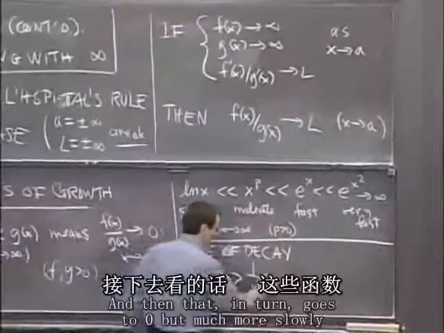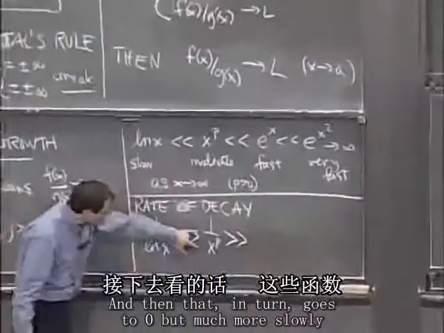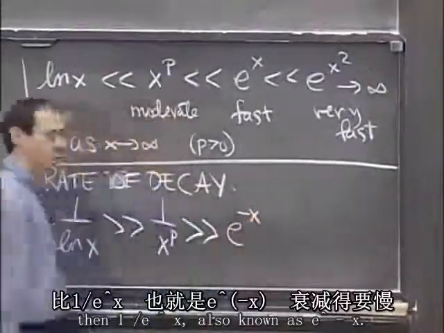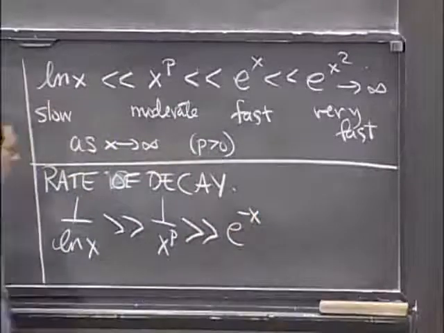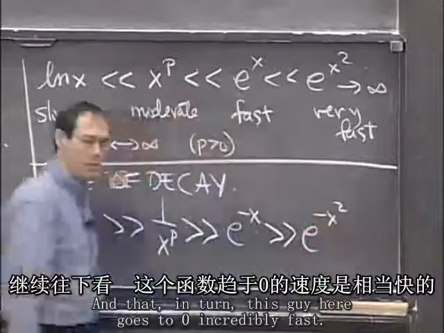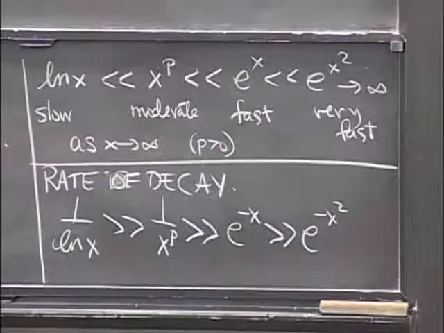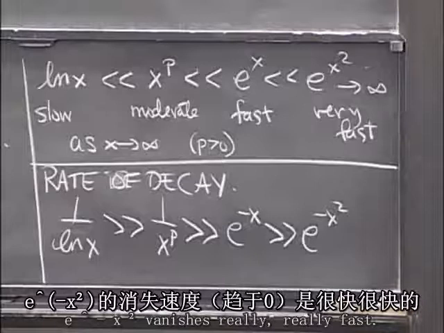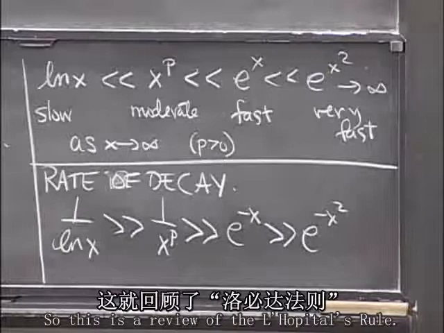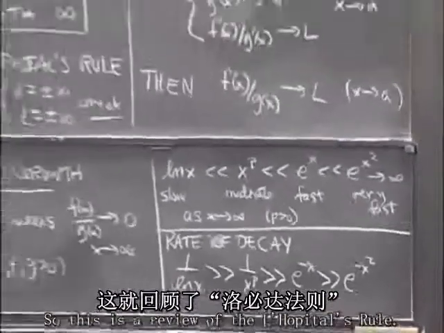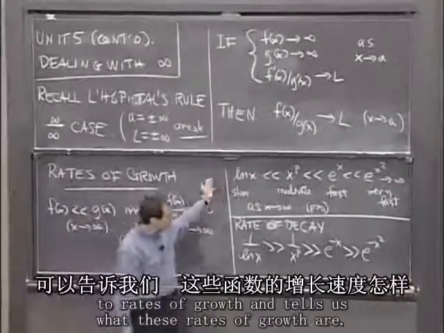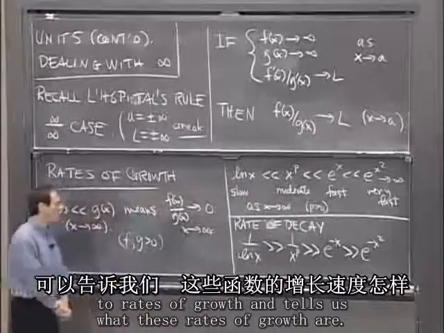And then that, in turn, goes to 0, but much more slowly than 1 over e to the x, also known as e to the minus x. And that, in turn, goes to 0 incredibly fast. E to the minus x squared vanishes really, really fast. All right, so this is a review of L'Hopital's rule, what we said last time, and the application of it, which is to rates of growth and tells us what these rates of growth are.